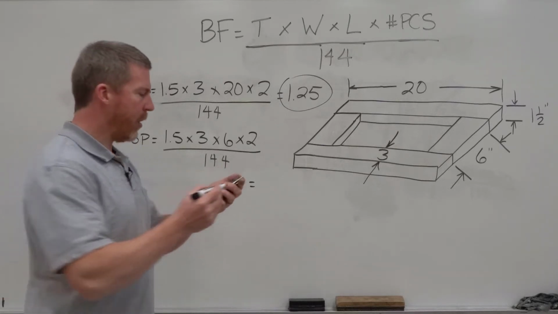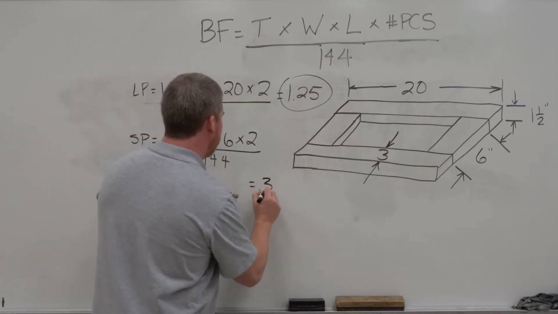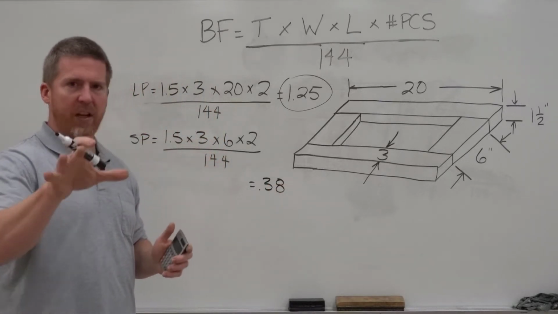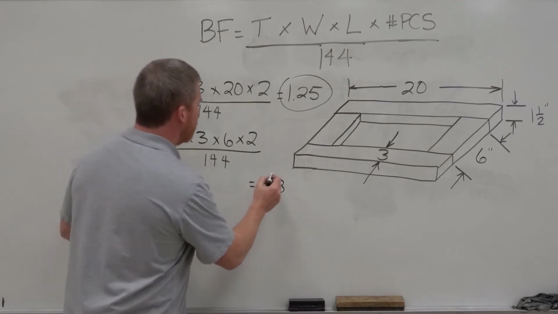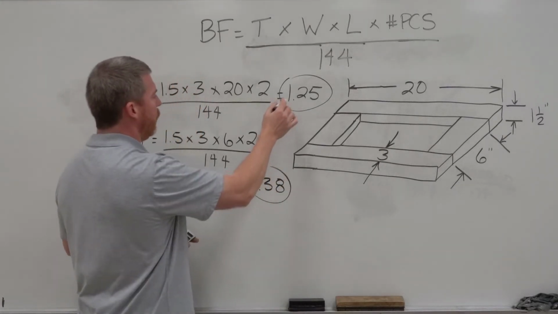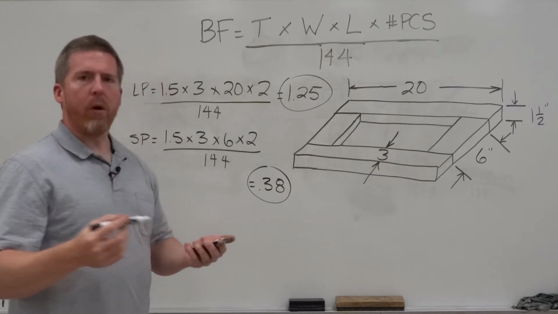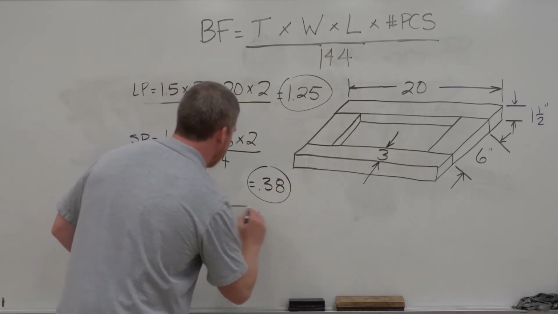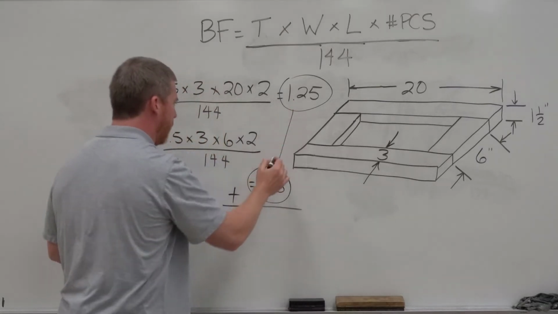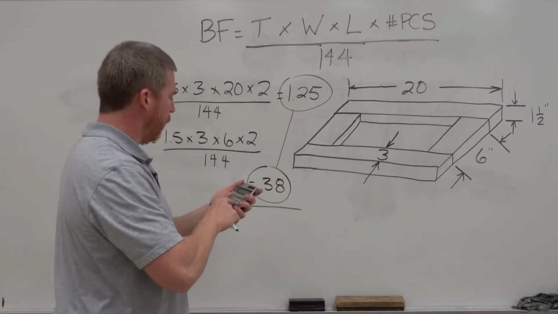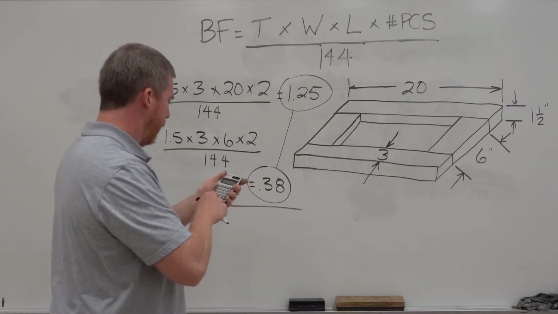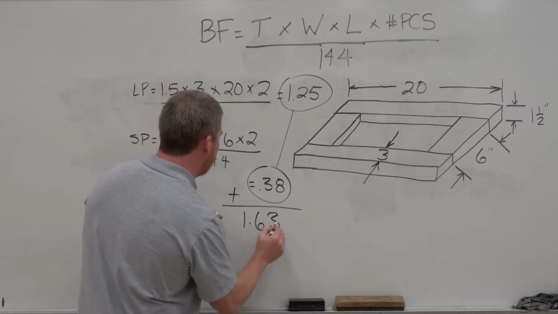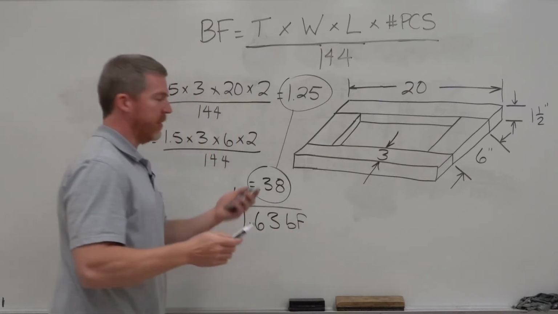So I figured it out on my calculator at 0.38. I actually got 0.375, but I'm rounding. So use the same rules of rounding that you normally do. So now I've got 2 answers here, 1.25 and 0.38. What do I do with those numbers to get a total? Simply add them together. I'll just put a line down here and hit plus, and there's my 2 numbers. 1.25 plus 0.38 equals 1.63 board feet, because that's what I'm after.